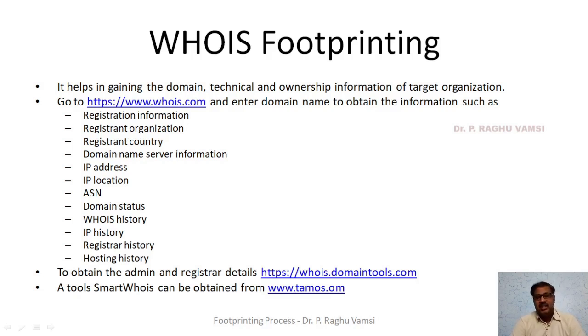Next is WHOIS history, that means the past history that is available with that particular domain in the WHOIS database. Next is IP history, that means the changing of the IP or any other hosting IP address and many other related information that belongs to the IP history. Registrar history, hosting history, that means registrar history is the one who registered that particular site, and hosting history is what are the different servers on which that particular site was hosted.